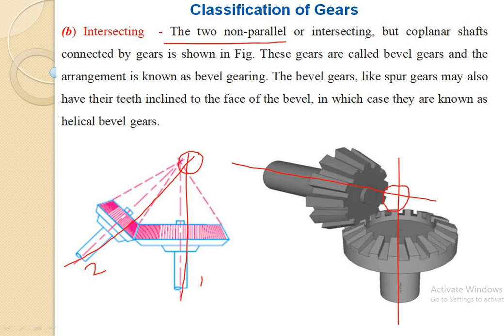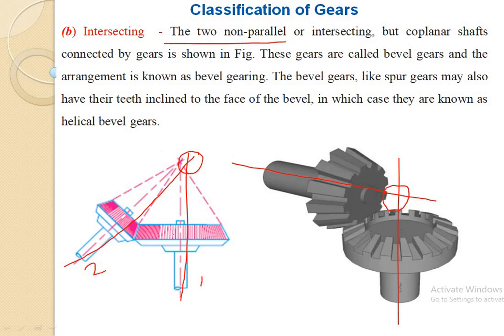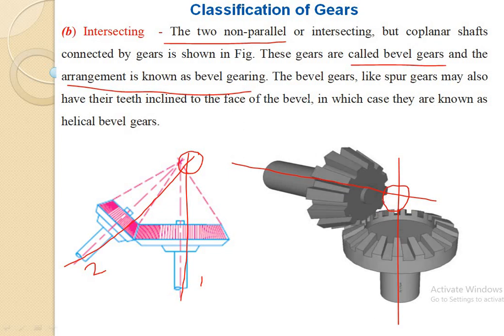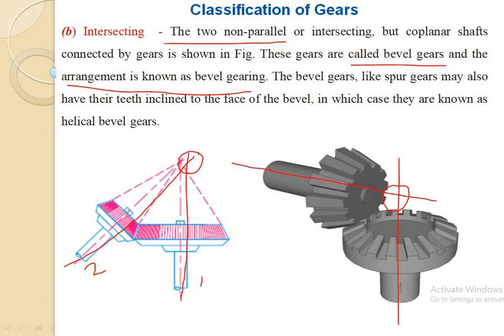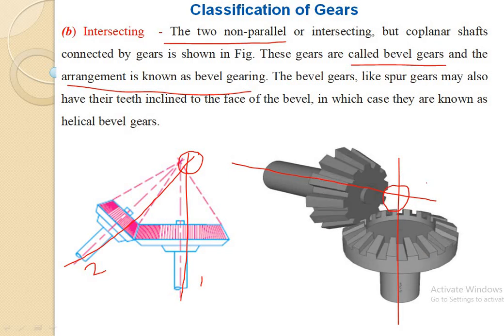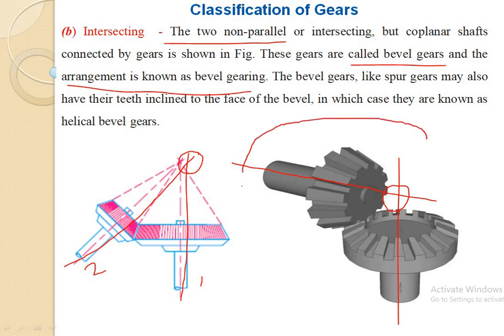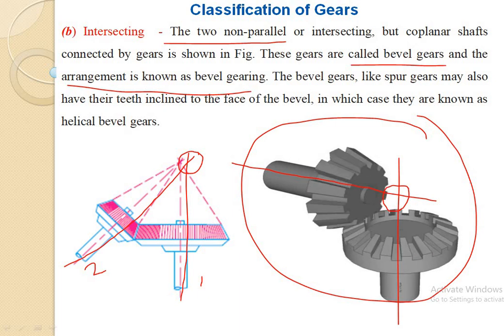But coplanar shafts connected by gears, coplanar meaning in one plane, are called bevel gears, and the arrangement is known as bevel gearing. If the axes of two shafts on which we have mounted the gears, between which we have to transmit the power, are not parallel with each other but are intersecting and lie in one plane, then this type of gearing is known as bevel gearing.